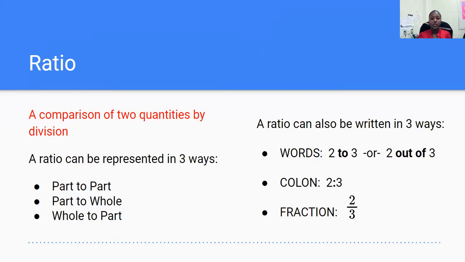A ratio can be represented in three ways: part to whole, and whole to part. And we'll get more into that in a little bit. A ratio can also be written in three ways. You can write it in words using the word to or out of. So, for example, 2 to 3 or 2 out of 3. Another way you can write a ratio is with a colon. The colon is the two little dots in the middle. So, 2 to 3. And as a fraction is considered a ratio because you're comparing two things. So 2 out of 3. Those are the three ways you can represent a ratio. You're not wrong if you choose only one or use all three.